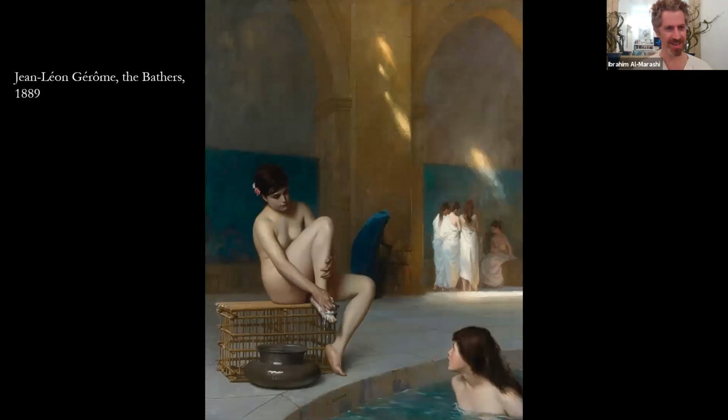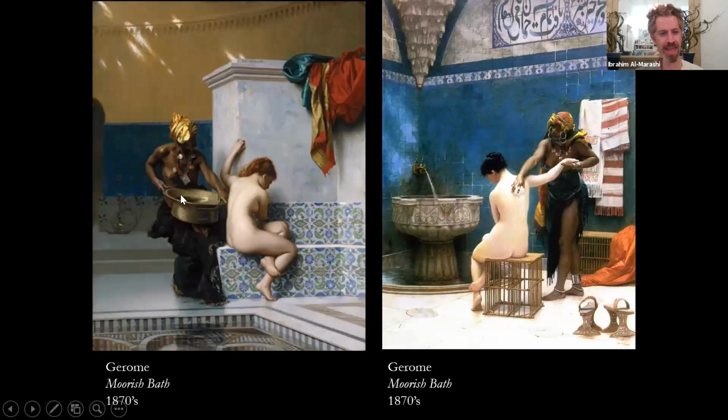And now look how many years have passed. I mean, this is a much older Jean-Léon Gérôme, but still churning out these semi-naked women. What's the only thing missing? No smoking contraption. Okay. And then simply, he didn't get too creative with the titles. Moorish Bath 1, Moorish Bath, more or less the same themes.